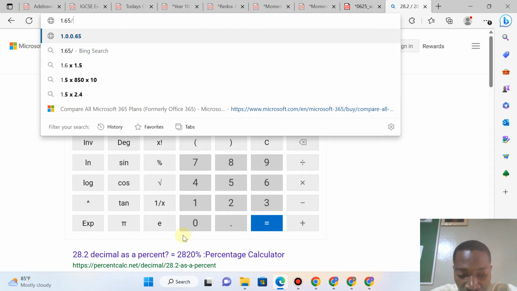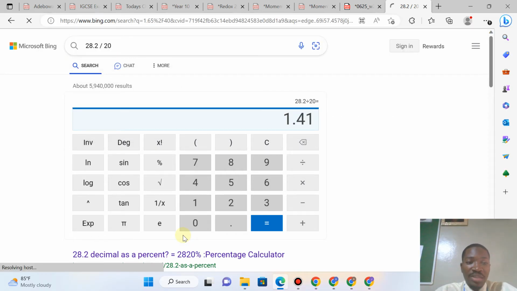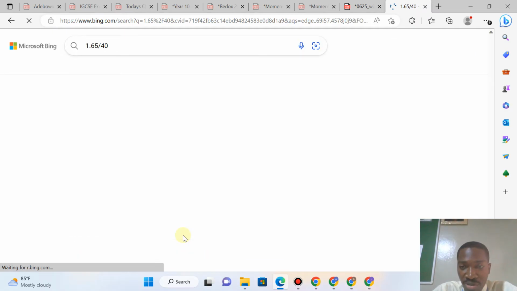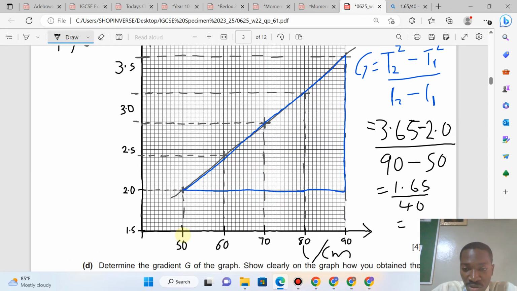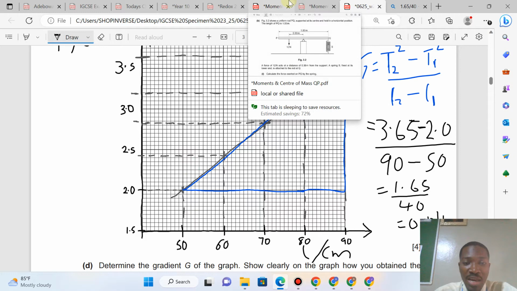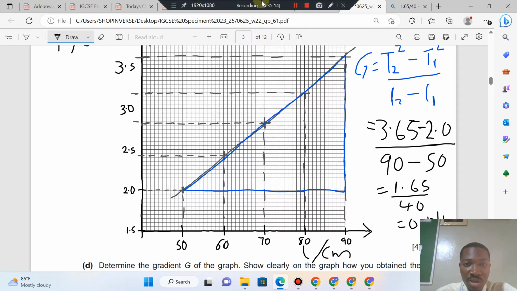1.65 divided by 40 gives us 0.04, and that is the slope. That's the gradient of your graph, 0.04. Do not forget that this is a graph of t squared on the vertical axis and L on the horizontal axis.